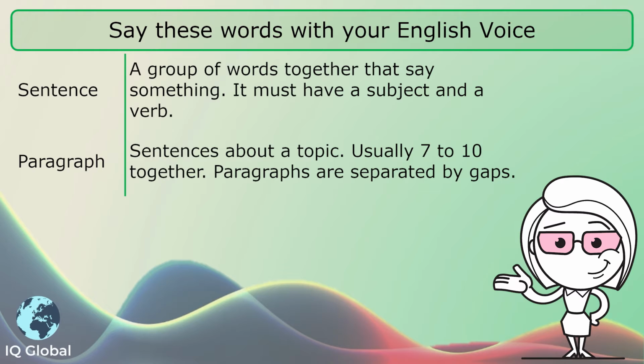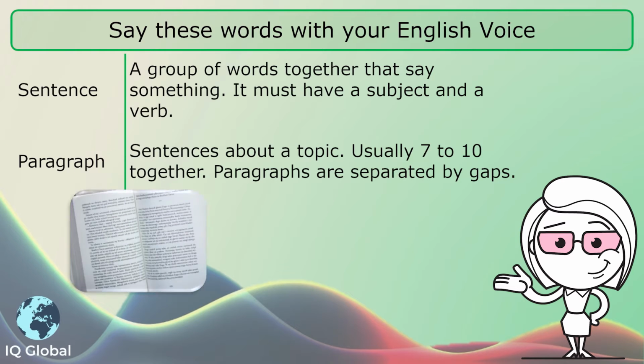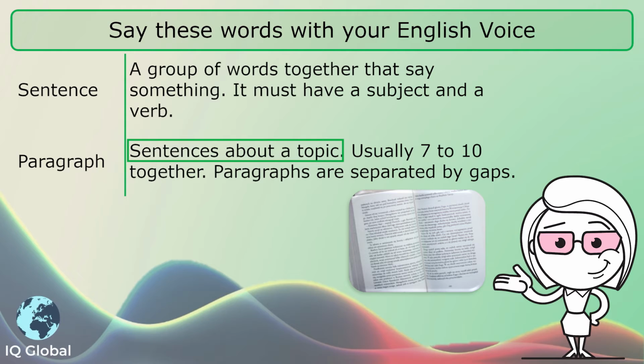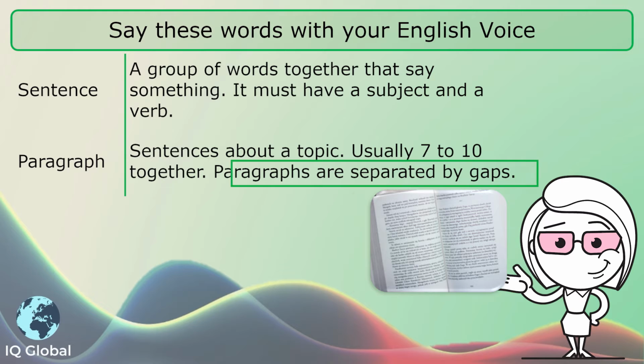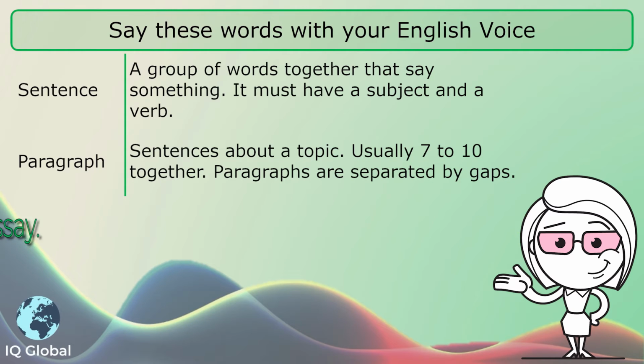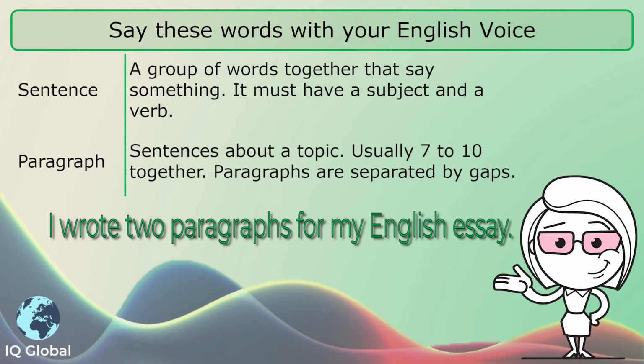The next one. Paragraph. These are sentences about a topic, usually 7 to 10 together. Paragraphs are separated by gaps. In a sentence, I wrote 2 paragraphs for my English essay.